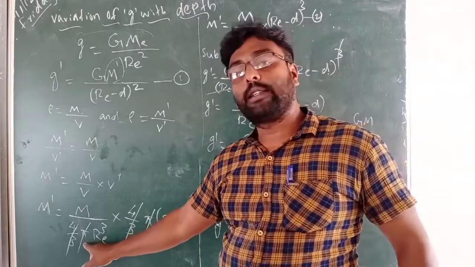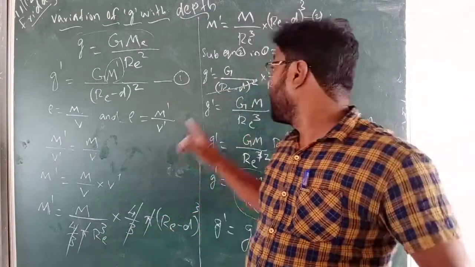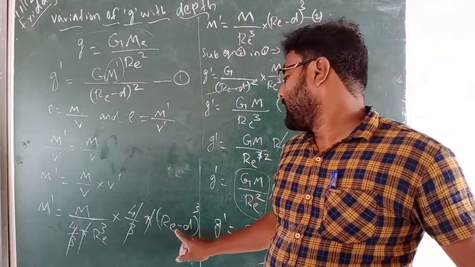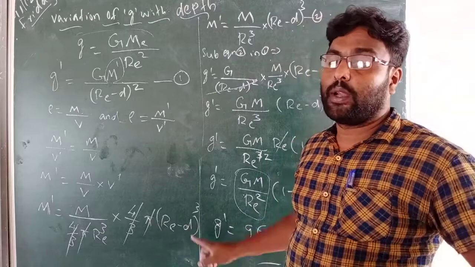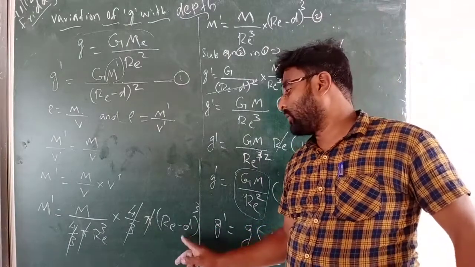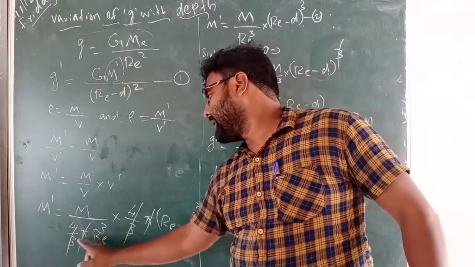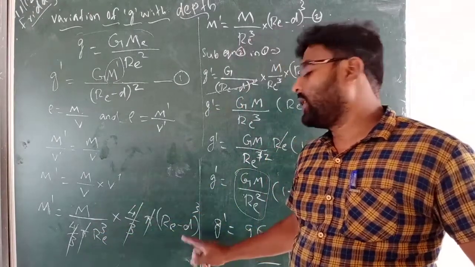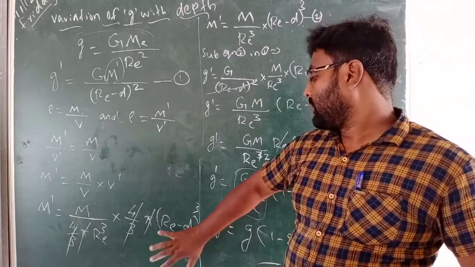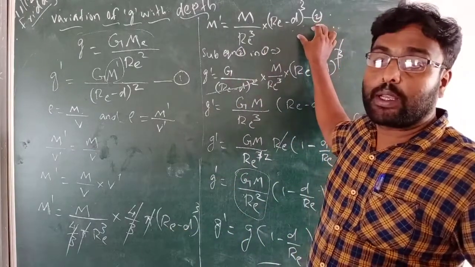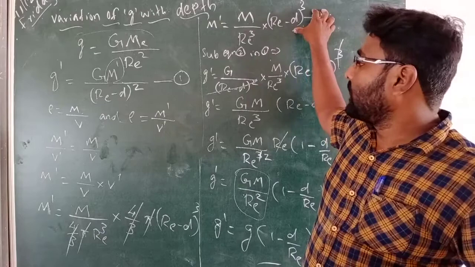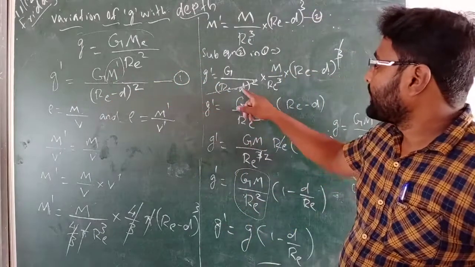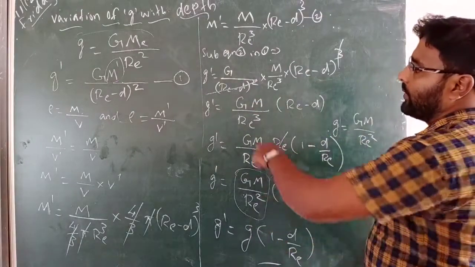Volume of the earth is 4 by 3 pi r e cube. For the new one, the radius is r e minus d. 4 by 3 cancel, pi cancel, remaining m by r e cube into r e minus d cube. You can keep it as equation 2. This you have to substitute in equation 1 in terms of this m dash. Now while substituting, what will you get?